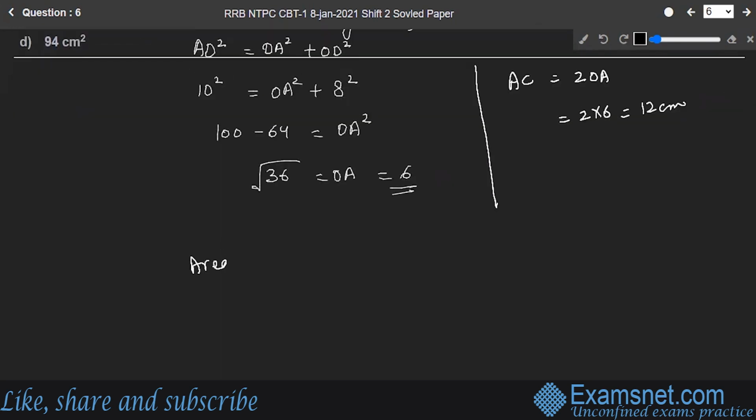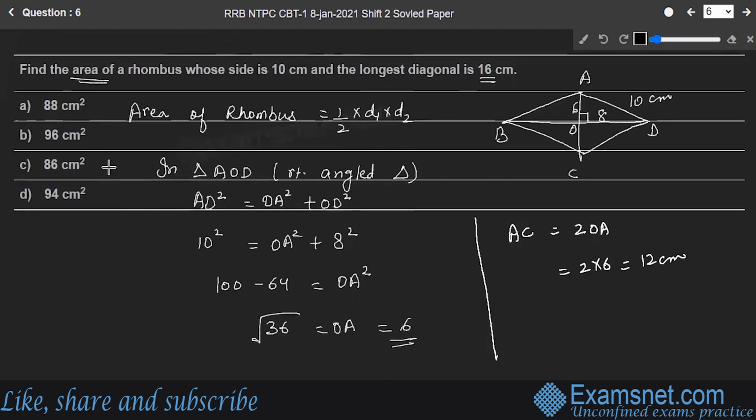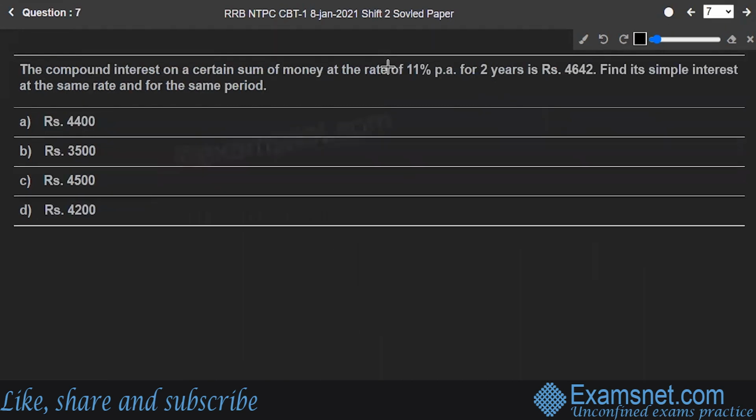Area is equal to half into the product of the diagonals. One was given to you as 16. Another one we calculated as 12. So this is equal to 16 into 6, which is 96 centimeter square. So this is the area of the rhombus. Option B is the correct answer to the question. Hope you got that. Let's move to the next question, number 7.